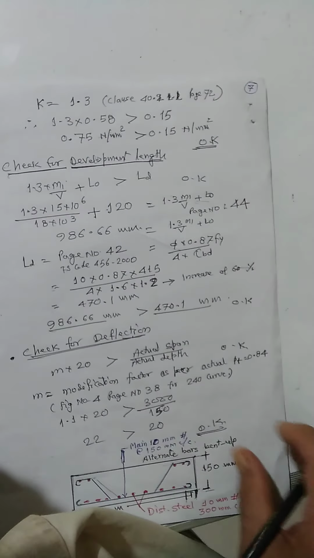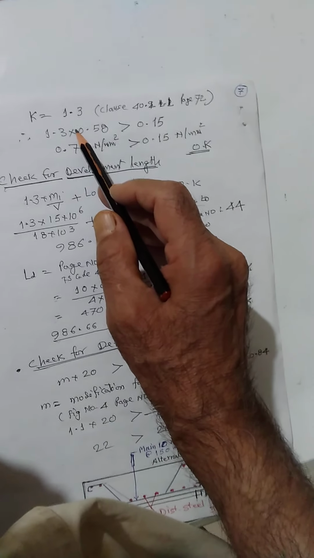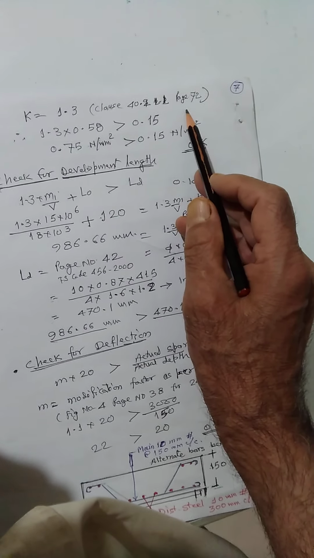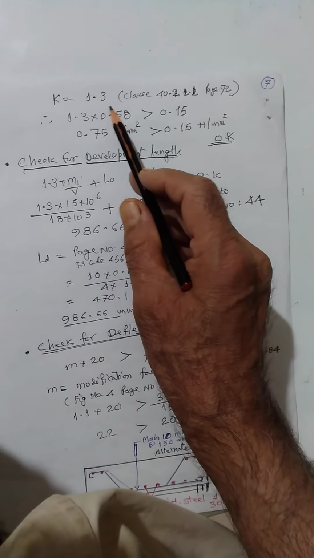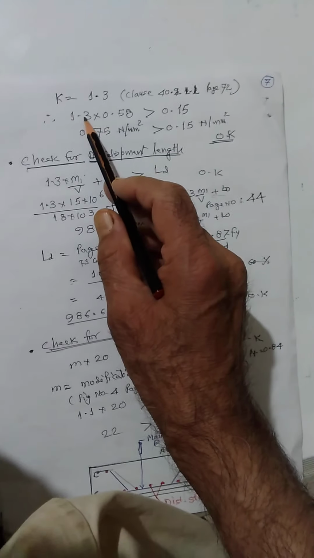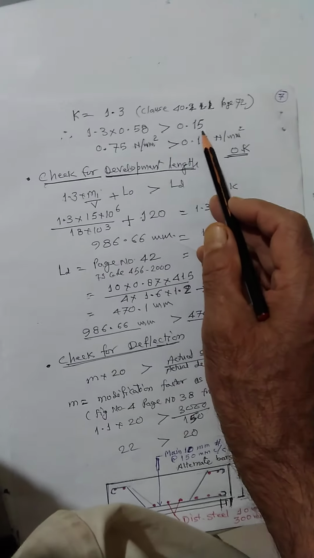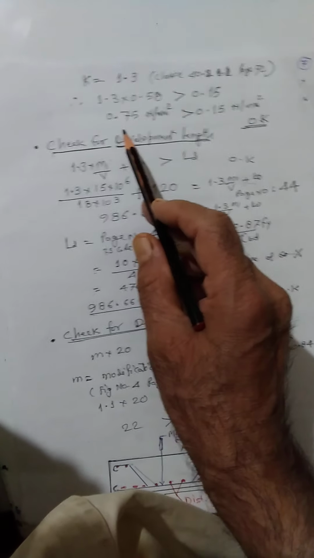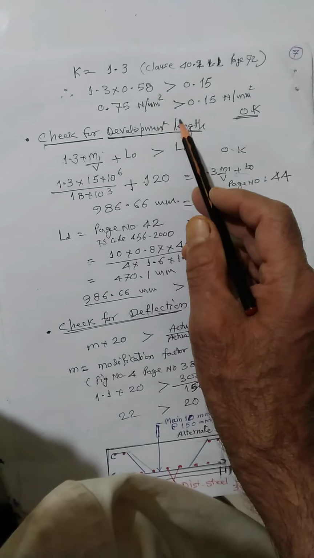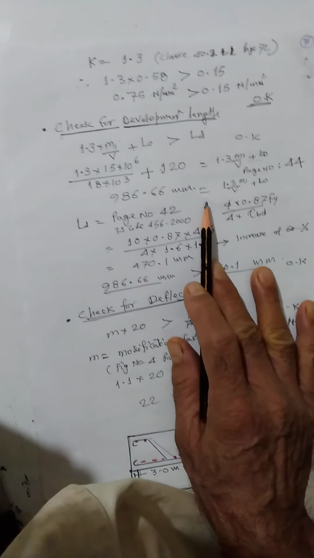Now find the value of K. K is nothing but, as per the table given on page number 72, the value of K for up to 150 comes out to 1.3. 1.3 into 0.58 should always be greater than tau V, that is 0.15, much more safe. So we can say for shear it is safe.